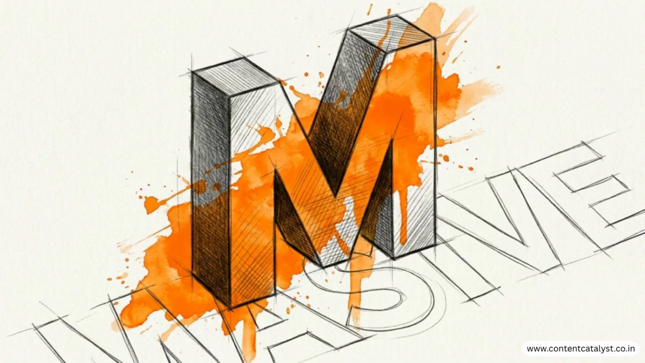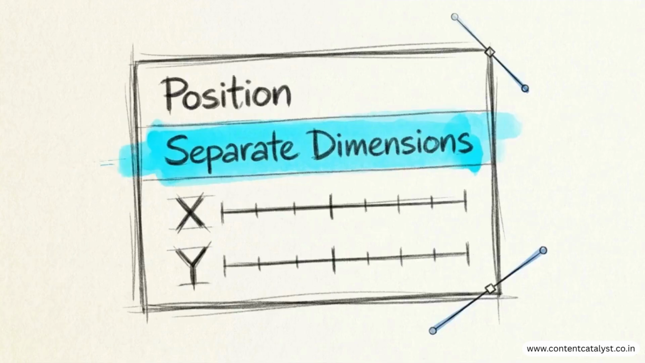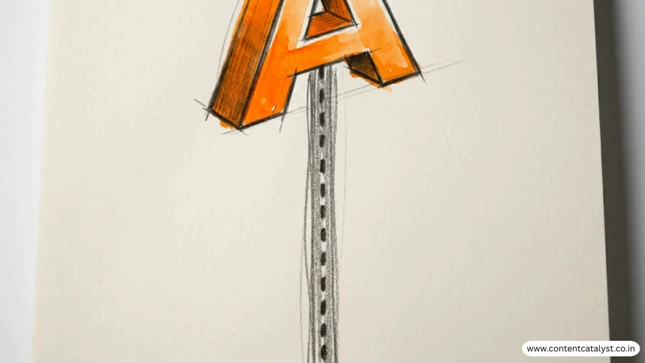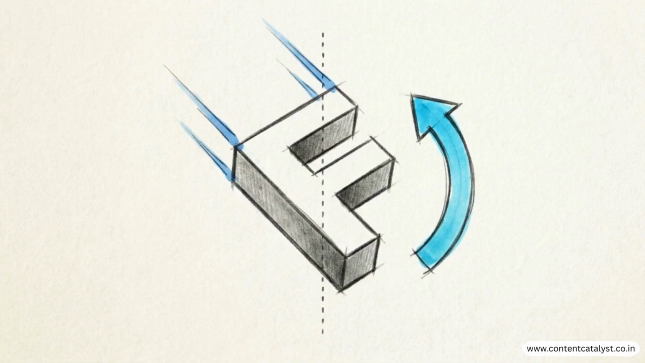Let's bring in a hero letter, a solid version of your first initial. Press P for position. Right-click the stopwatch and select Separate Dimensions to isolate the Y-axis. Set a Y position keyframe to drop the letter in from the top edge of your frame. Add a rotation keyframe alongside it so the letter tumbles slightly as it falls.